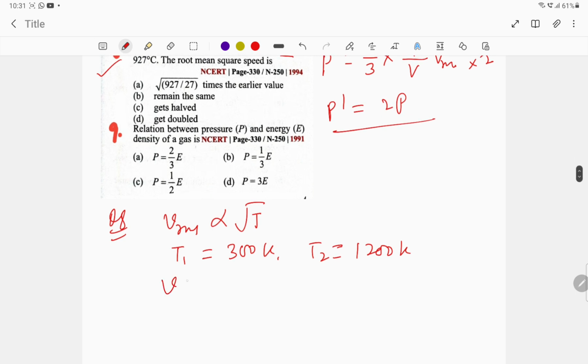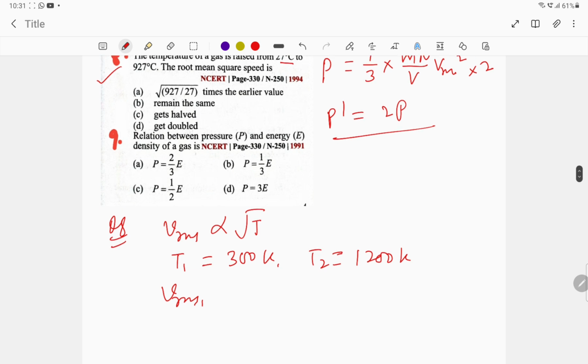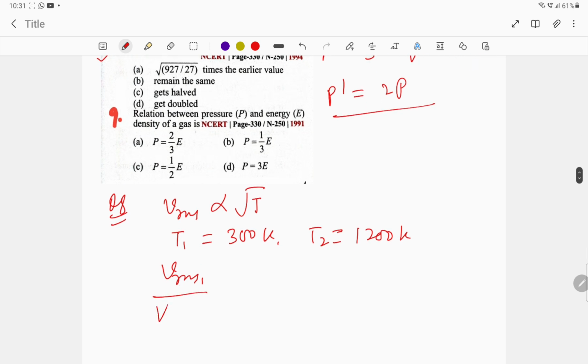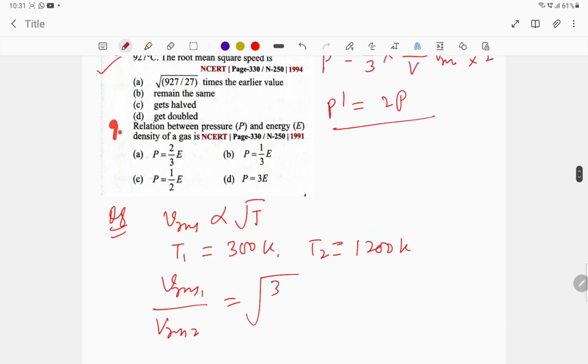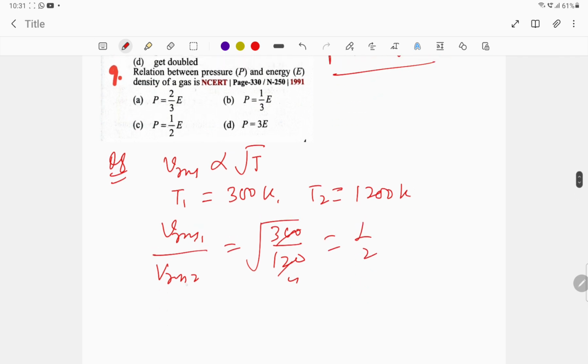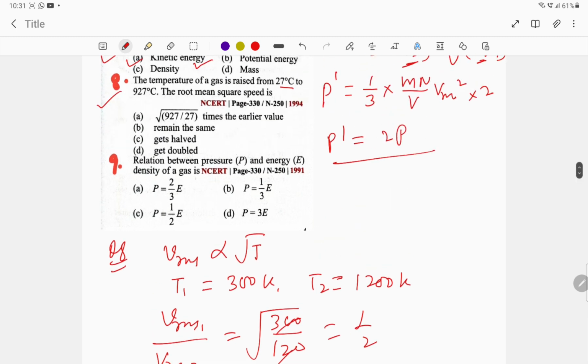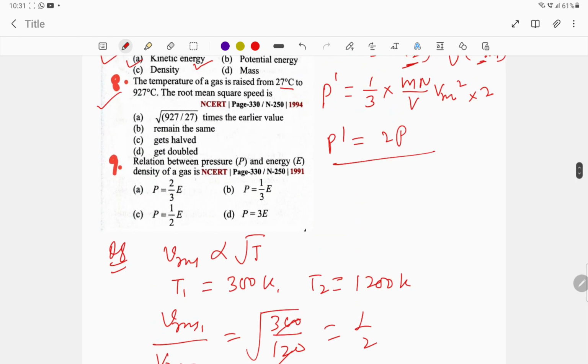So Vrms1 upon Vrms2 is equal to root under 300 upon 1200. So this is 1 upon 4 under root, so this is 1 upon 2. So we can write Vrms2 is equal to 2 times Vrms1. That means the speed will get doubled. Okay, so D part is the correct answer.